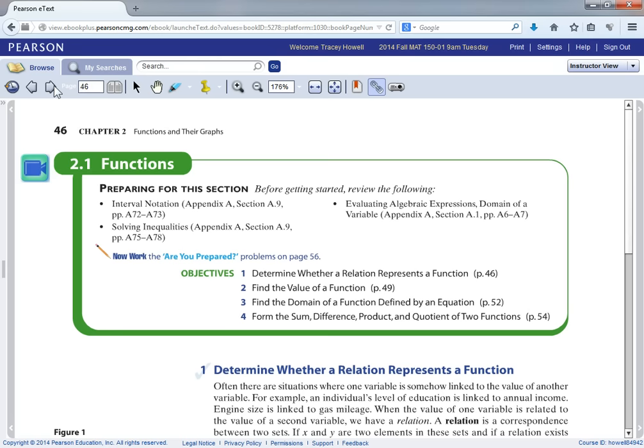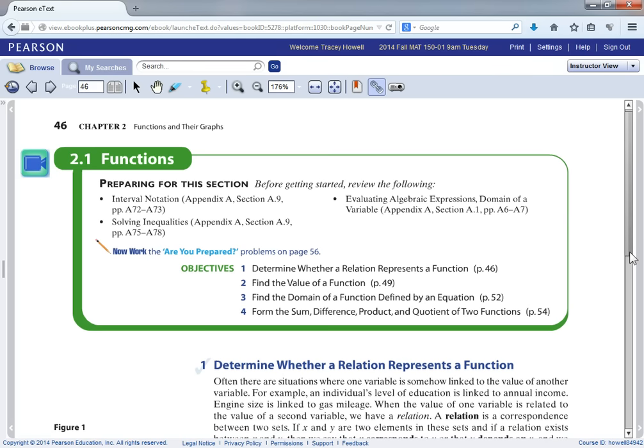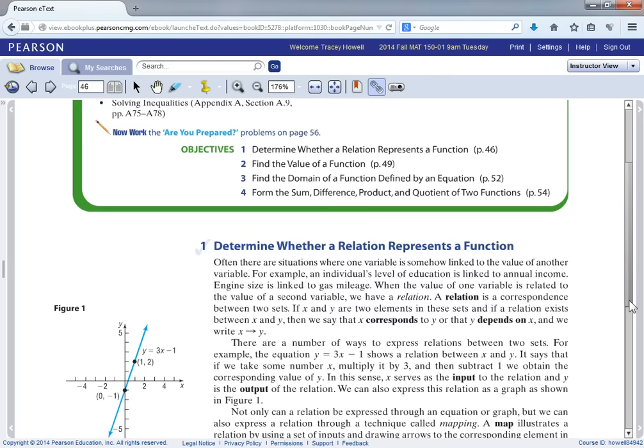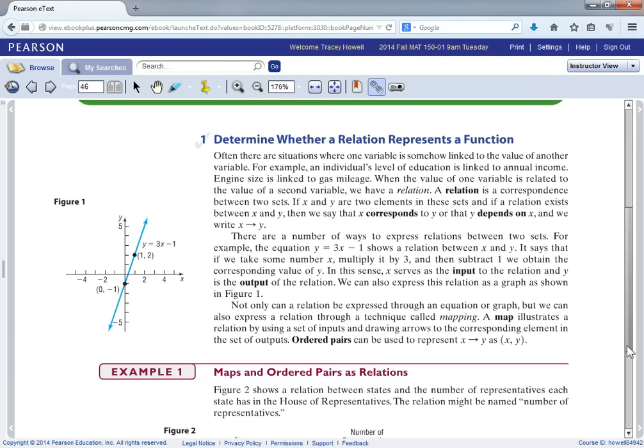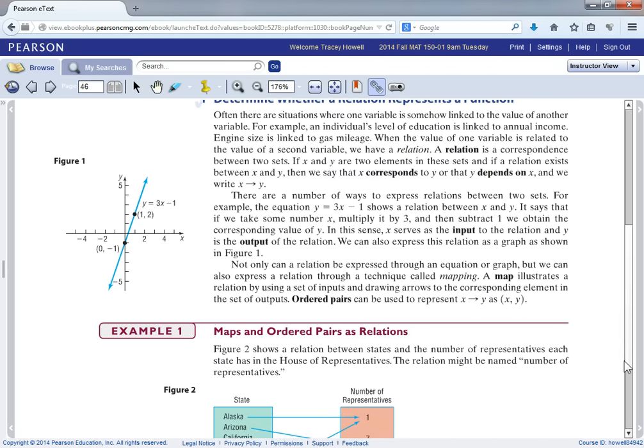All right, so do you remember the definition of a function? Okay. So we can think about it as a mapping. You can think about a graph. You can think about a set of ordered pairs. There's a whole bunch of different ways that we can represent it.